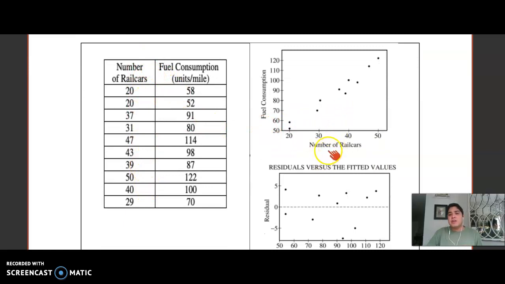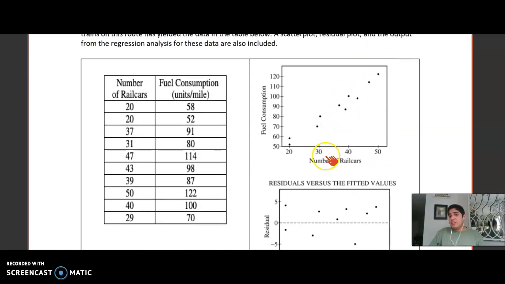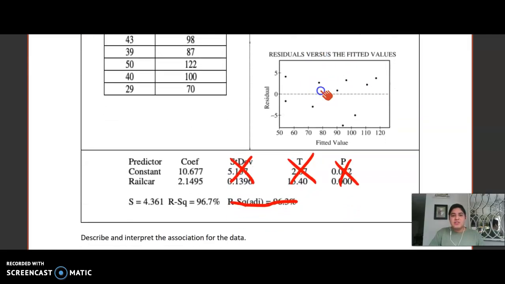So here's the data that went in. Our explanatory variable is the number of rail cars. Our response variable is fuel consumption, and we have some units here. We can see in our scatter plot that we could say there's probably a strong positive linear relationship, and that'll bring us to our first question here. Describe and interpret the association.